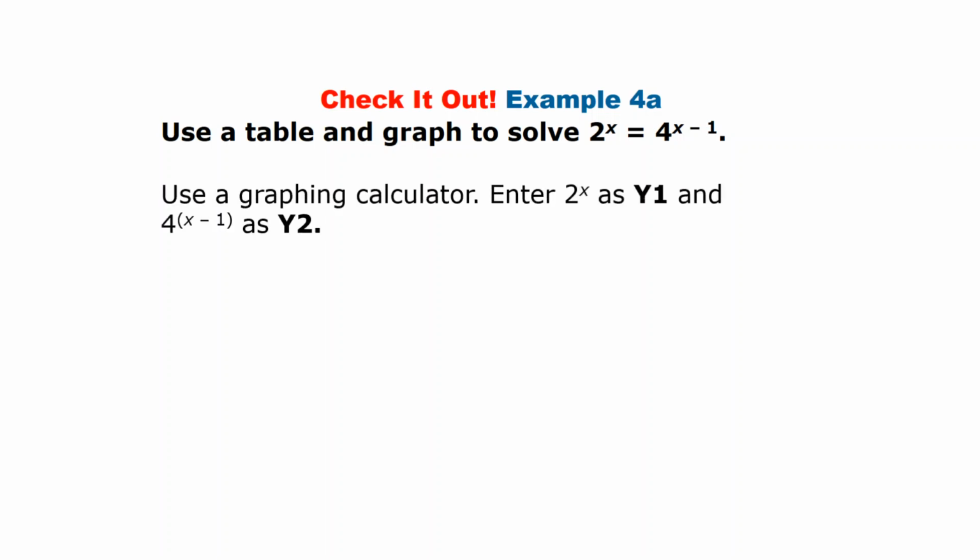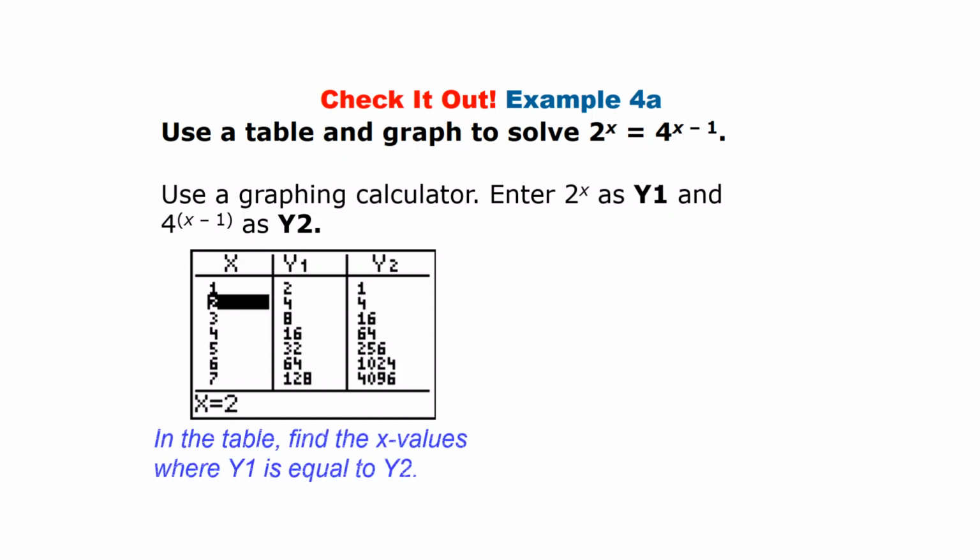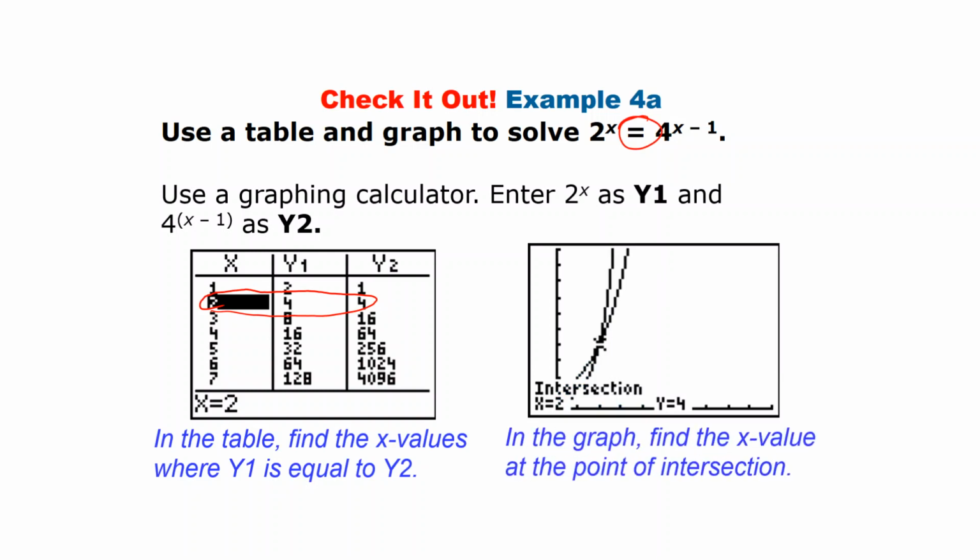All right, so if you entered 2 to the x power as y1 and 4 to the x minus 1 as y2, then put it in your calculator, and we're trying to find out where they're equal. We can see at x equals 2, they are both equal to 4. All right, and you can also see it in the intersection. I prefer using just the table here. It's a lot easier to read, but you can always do the graph and then find the point of intersection. And we see that the solution is x equals 2.